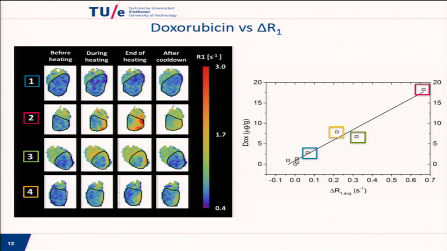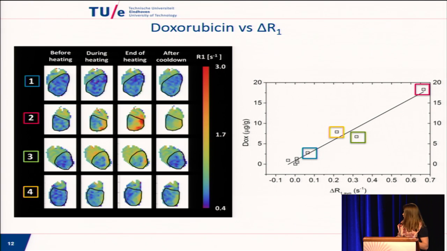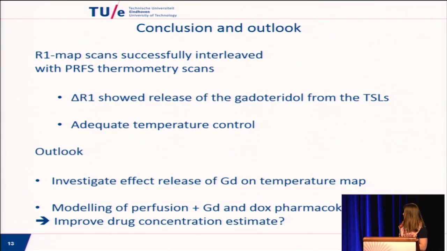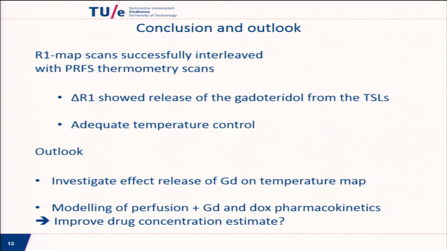And then finally, we linked the amount of doxorubicin we found in the tumors by fluorescence to the relaxation rate change that we see. And although we only have 8 animals so far, we do think that there's a pretty nice correlation so far. So to conclude, relaxation rate maps were successfully interleaved with PRFS thermometry scans. The change in relaxation rate showed release of the gadolinium from the liposomes. We have adequate temperature control still.